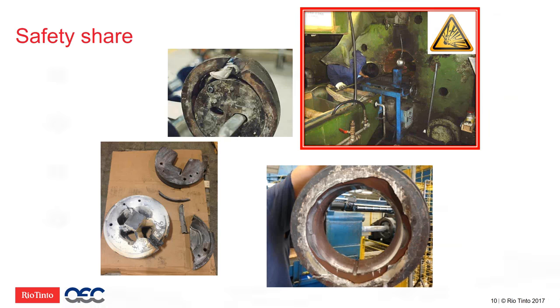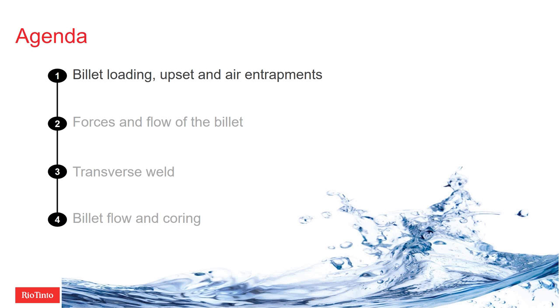Okay, so the first step in extruding a billet here is the loading and the upsetting of the billet inside the container. Although the objective is to optimize what we call the contact efficiency, which is really emptying the container as often as possible, it is fundamental to completely remove the air that is entrapped inside the container. And that's what we're going to see right after here.